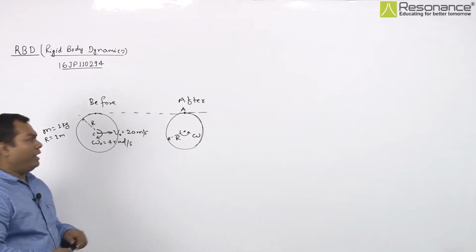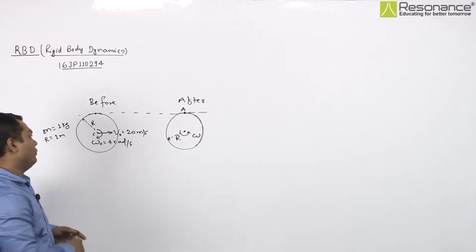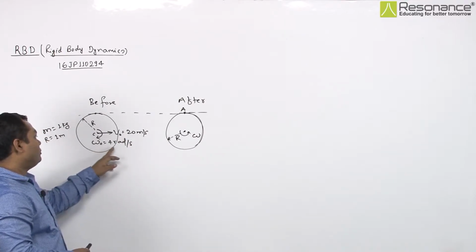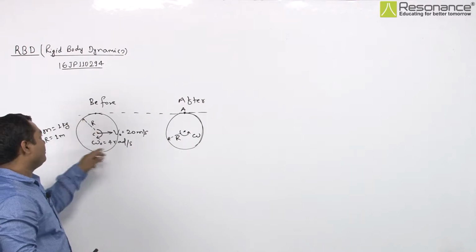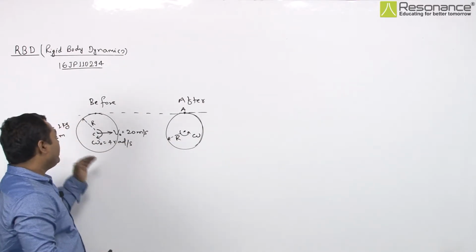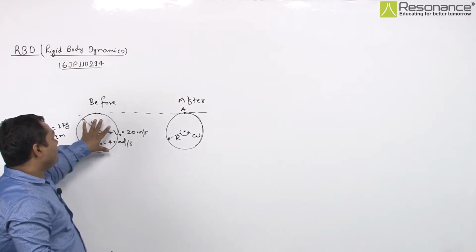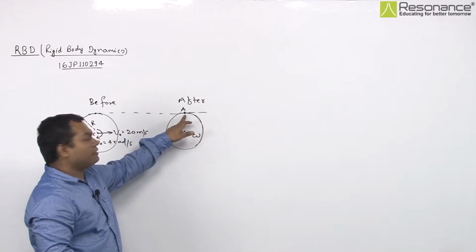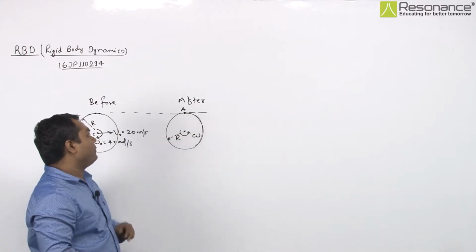In this question, we have a uniform disk which is moving rightward with velocity 20 meter per second and angular velocity 4 radian per second in this fashion. It is moving towards right, and the question says that this is the initial state, and it moves towards right and suddenly gets hinged at point A.